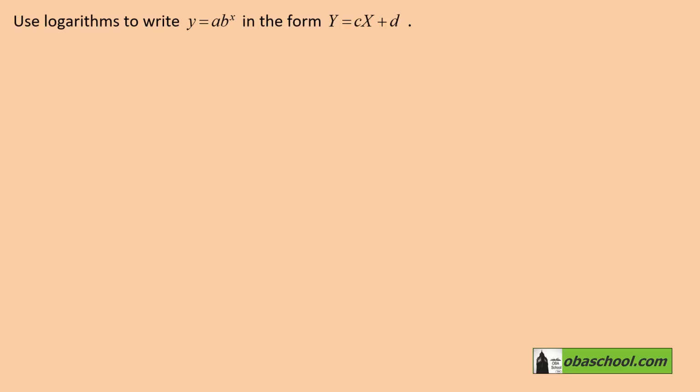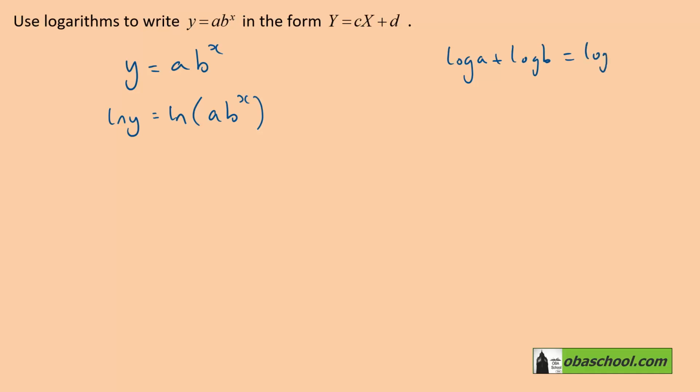Use logarithms to write y equals ab to the x in the form y equals cx plus t. So we'll start with y equals ab to the x and take the natural log of both sides. Once again, we're going to use log a plus log b is log ab, and we're going to use it in this direction. So ln y is going to be ln a plus ln b to the x.